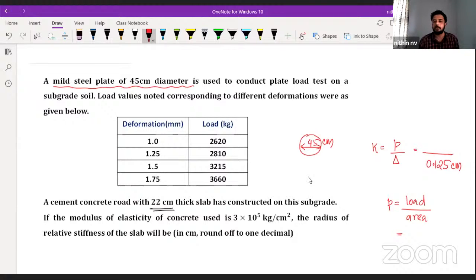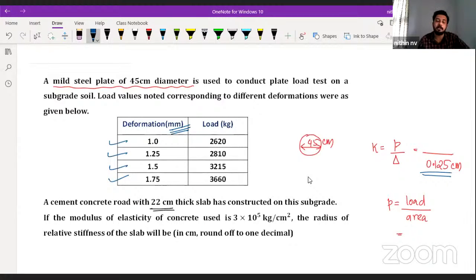But which load do I have to take? Sometimes directly they will give in the question the load corresponding to 0.125 centimeter deflection or deformation. If they are not giving, what do we have to do? Yes, very good. From the table also we can take. So why have I given the table? Just to make you understand which deformation we have to select. Now tell me which deformation you will select. First one, second one, third one, or fourth one? We said it is 0.125. The value is not there. What to do?